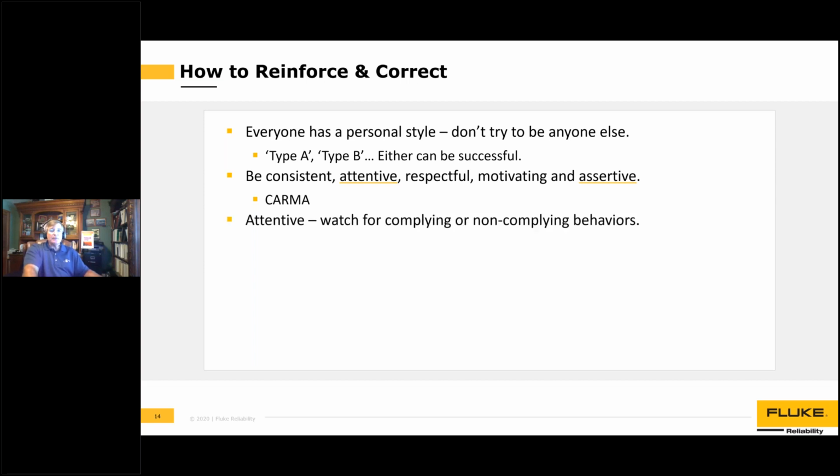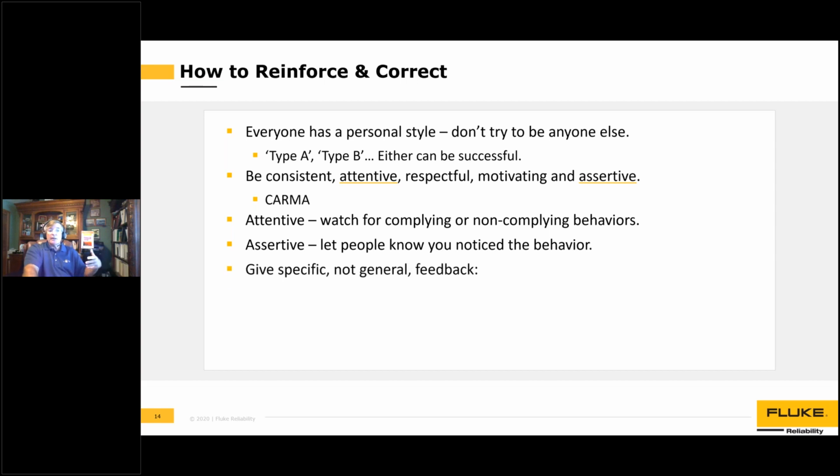The 2 of them that I underlined here are attentive and assertive. So when I talk about attentiveness, that means watching for complying or non-complying behaviors. So when we put a process in place and we're coaching people, we want to watch. We want to see how they're doing. We want to be attentive. And assertive simply means letting people know that you noticed their behavior. Okay? So when we are giving people feedback, we're being assertive in giving them feedback. We want to give specific, not general feedback.